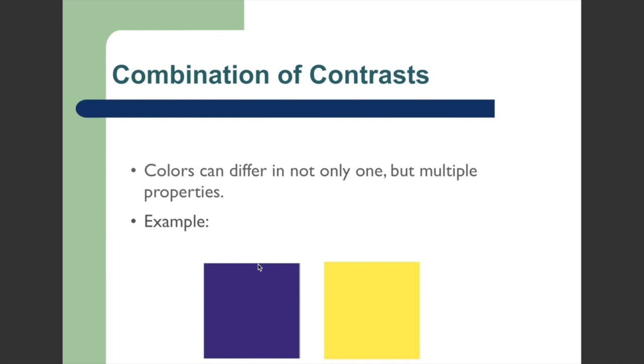Okay, but in reality, colors can vary in multiple properties, such as these two colors. So these colors vary with regard to hue. Okay, this is a violet and this is a yellow. But also with regard to value. This one's darker and this one's lighter.